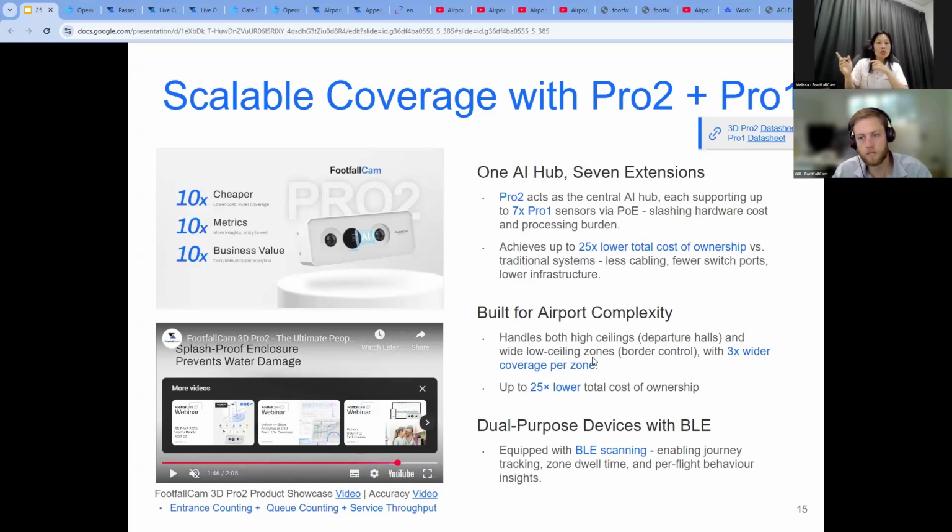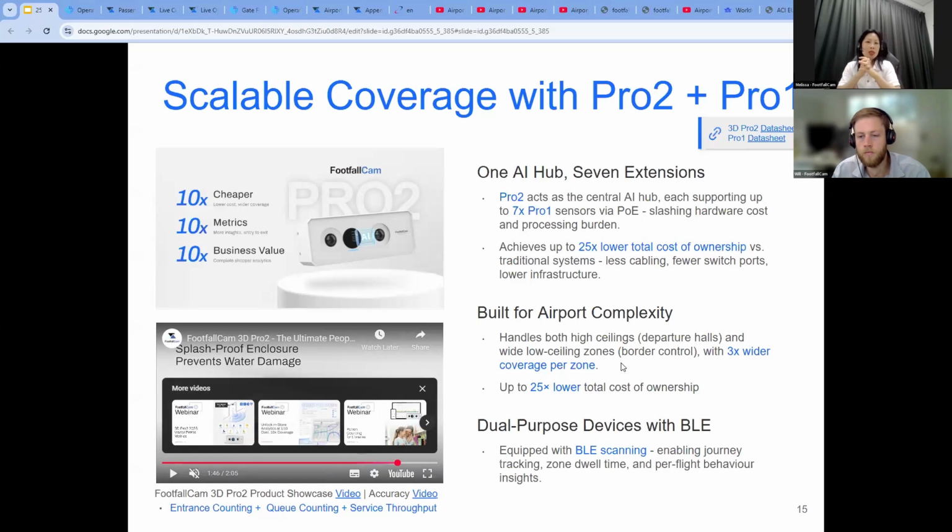But with our solution, you can achieve the same outcome with a fraction of the hardware, because of our 3 times wider coverage and the 25 times lower total cost of ownership. That's the key to making large-scale analytics feasible and sustainable. It is not just about better technology, but also about better economics.